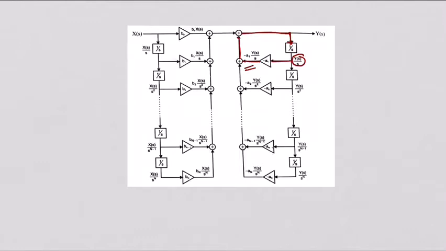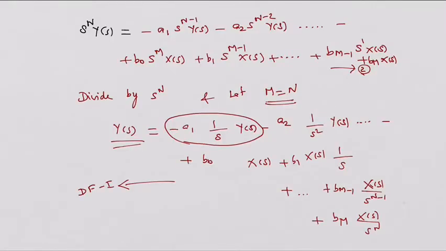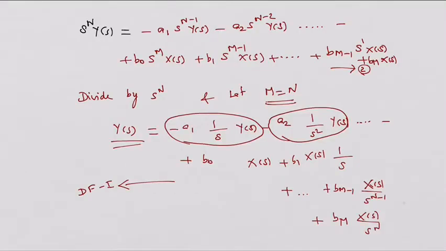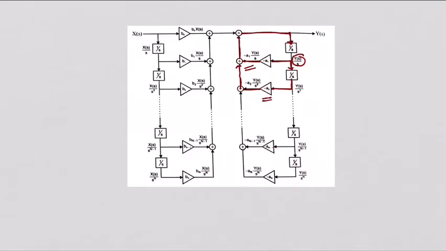Next term, what is the next term present here? It is y of s by s squared multiplied by minus a2. So what you can do is pass on this y of s by s one more time through the 1 by s module. So you will get y of s by s squared in this route, and it is multiplied by minus a2. So you will get minus a2 times y of s by s squared. That will also get added with the previous term. Right? It is an accumulation of all those terms. Like this, when you go ahead, you can find that this will become y of s by s power n multiplied by minus an, and all these branches will get added to produce y of s finally.